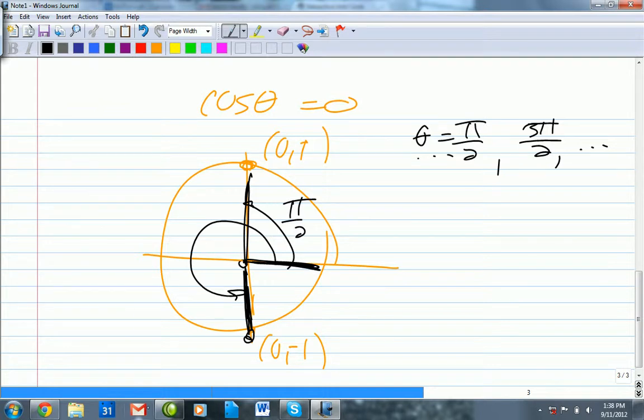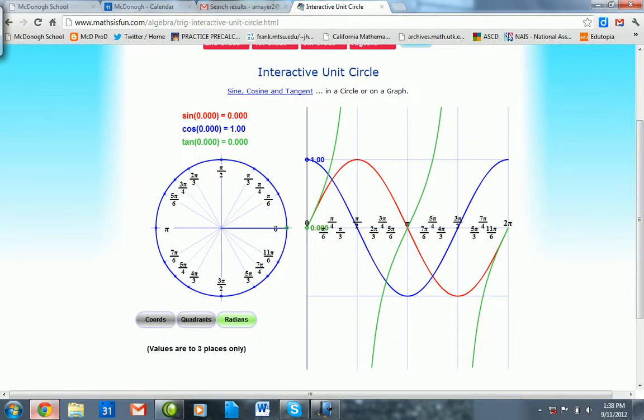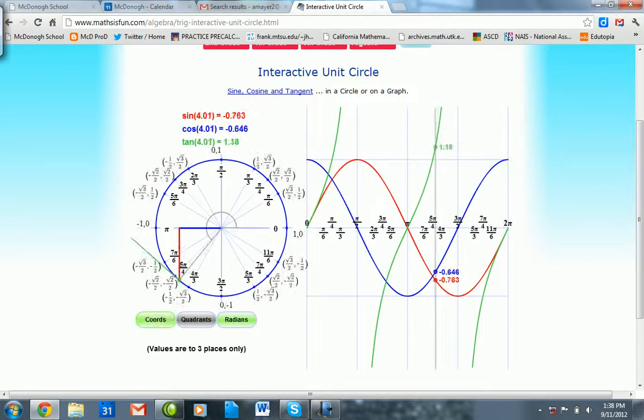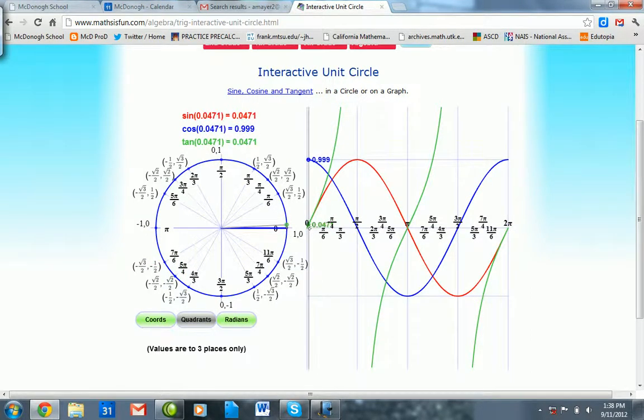I found a nice little interactive website that shows how we take these unit circle values and translate them into the graphs of those two functions. Many of you may be familiar with this. Here's 0, 0, and that translates to this point right here, the origin. So the red is the graph of the sine of an angle, the blue is the graph of the cosine, and the green is the graph of the tangent of an angle, which is a ratio of sine and cosine.